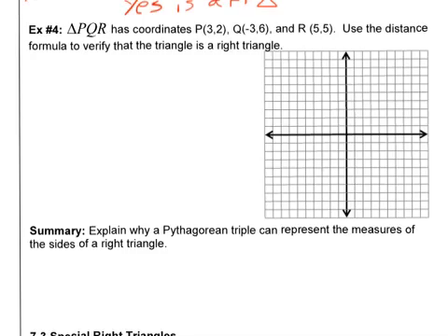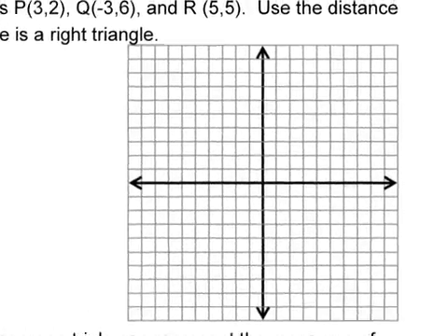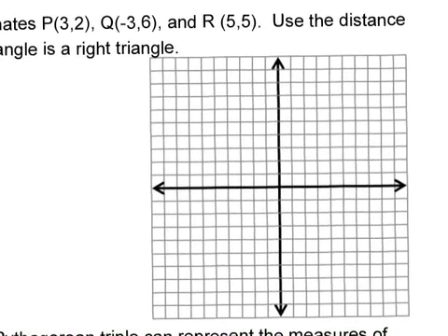So let's plot some points. I'm going to zoom in so it makes it a little bit easier for me. So P is at 3, 2. Well, that's right there. Q is at -3, 6. So that is right there. That's Q. And R is at 5, 5. So that's right there.